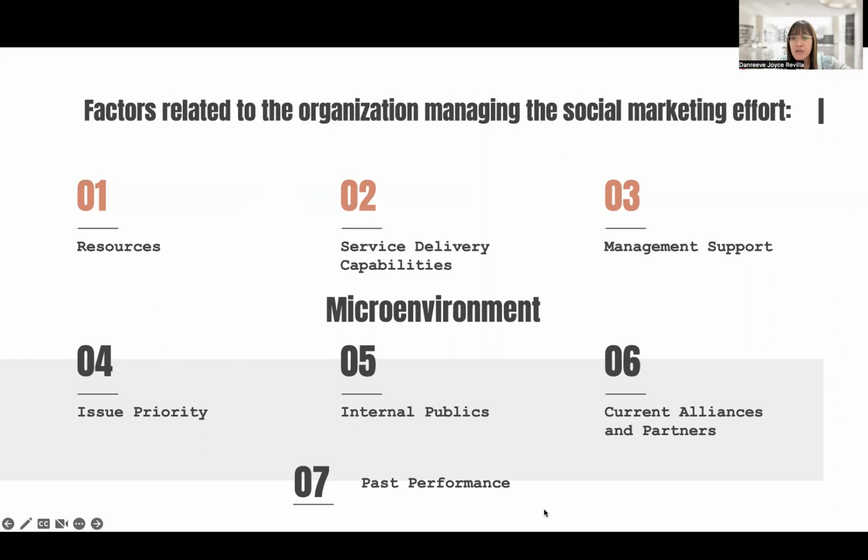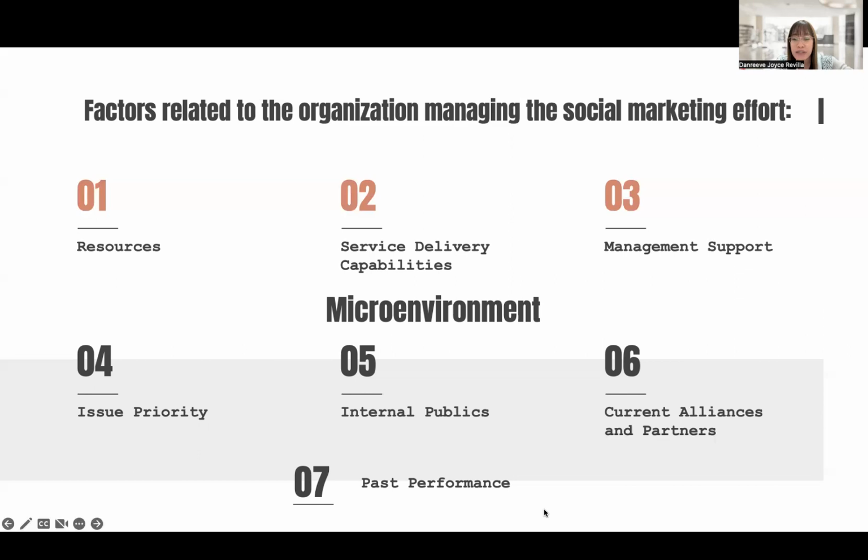Resources. For this, you will ask questions like, how are your levels of funding for the project? Do you have access to expertise related to the social issue or the target populations that you can easily tap? The next is service delivery capabilities. For this, you would want to know if the organization has distribution channels available for current products and services you might develop. For management support, you'd want to know if the management supports your project or if they have been informed about it.